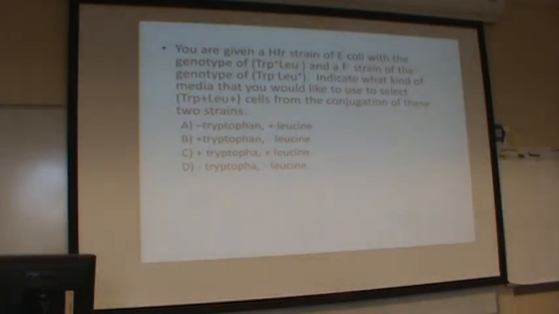So we have an E. coli strain, tryptophan positive, leucine negative. We have another E. coli strain which is F minus, this one is tryptophan negative and leucine positive. What media are we going to use to select for the plus plus?